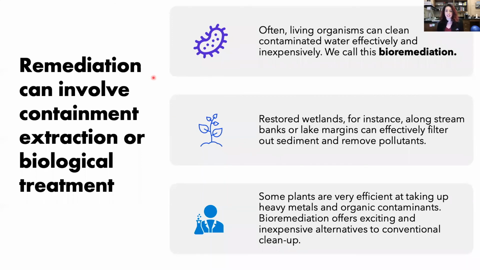We can also remediate those contaminated ecosystems through contaminant extraction or biological treatment. Oftentimes, we can harness the power of living organisms to clean contaminated water. This is called bioremediation. So we're remediating, or getting back to a healthy state, that water body through biological processes. There's restored wetlands, for instance, along stream banks or lake margins that can effectively filter out sediment and remove pollutants. And then finally, some plants are very efficient at taking up heavy metals and organic contaminants. So bioremediation in this way offers exciting and inexpensive alternatives to conventional cleanup. So just as there are many sources of water contamination, there are many ways to clean it up.